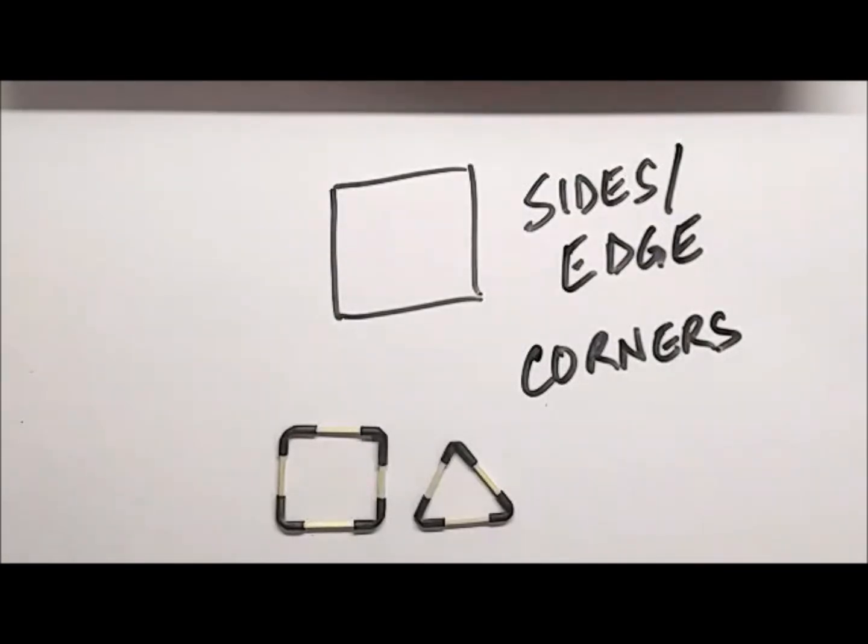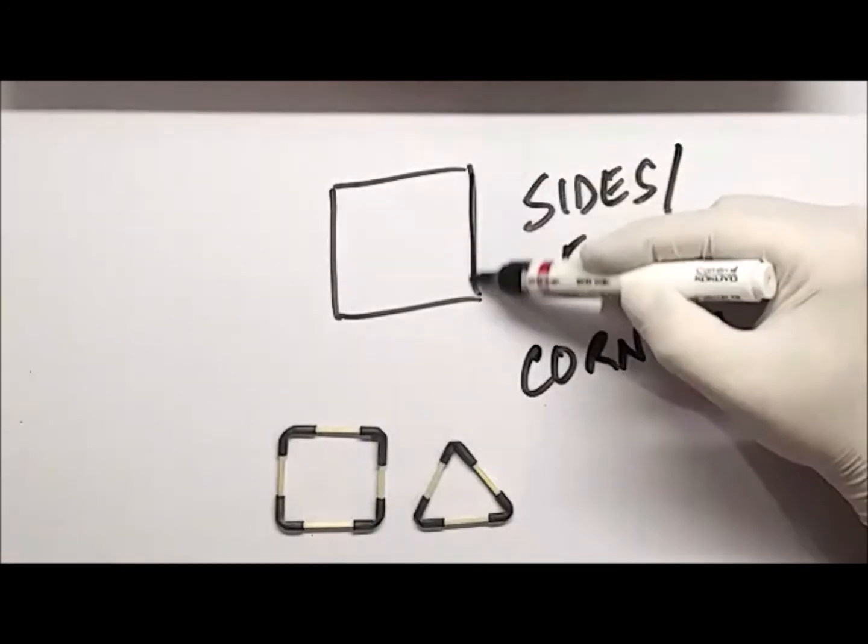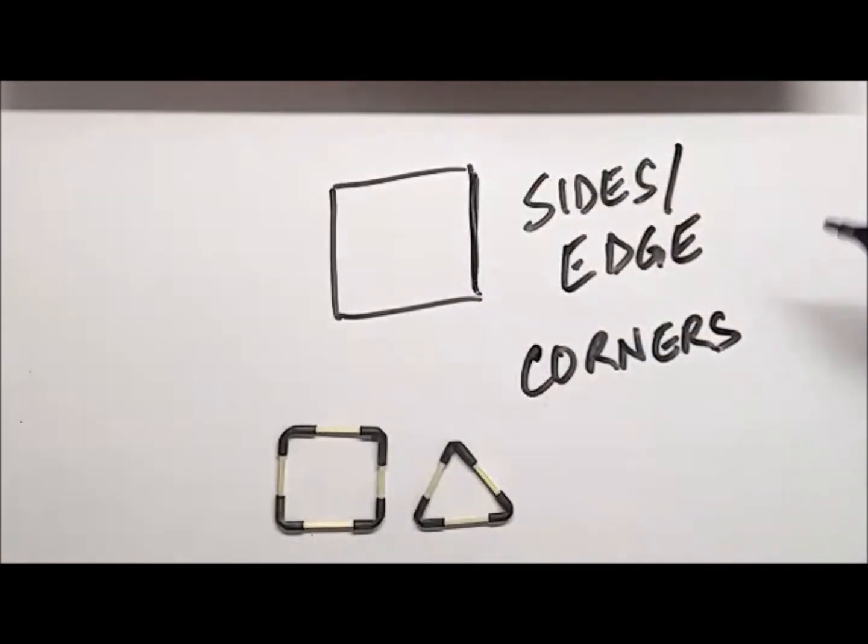So let me quickly demonstrate how we use materials to show or teach children new concepts. Now, by the age of 6 or 7, the child already knows the names of the shapes, but they are introduced to new concepts like sides or edges of any given figure, and the corners.